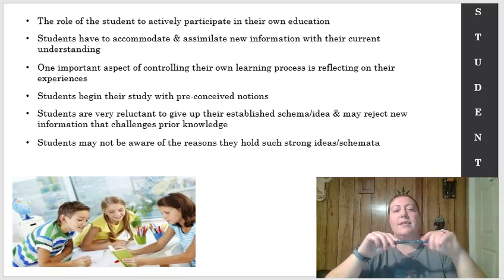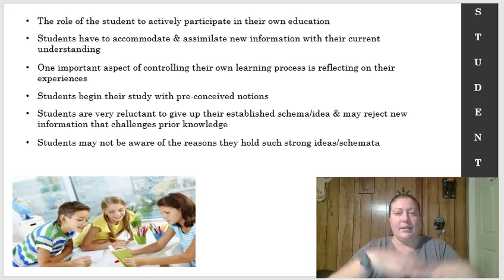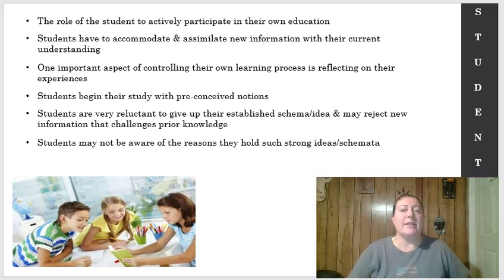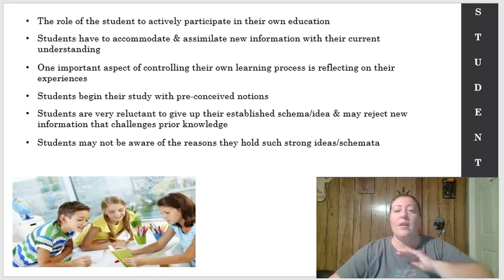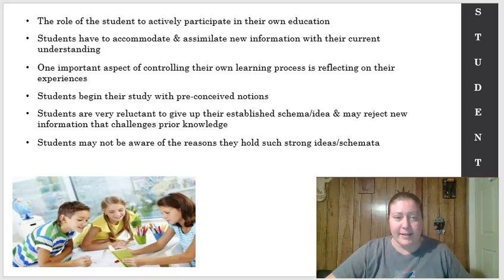Now, the role of students is actively a participant in their own education. Students have to accommodate and assimilate new information with their current understanding. One important aspect of controlling their own learning is the process of reflecting on their experiences. Students begin their study with preconceived notions. They already have something set in their mind before they even start class that day.